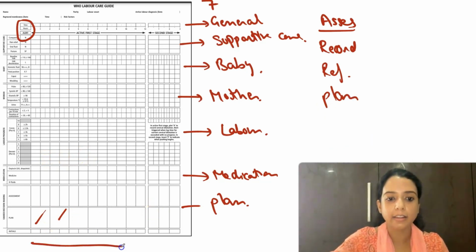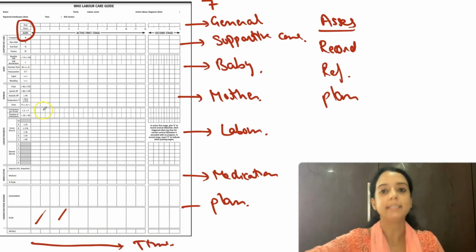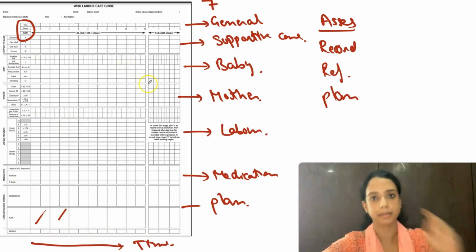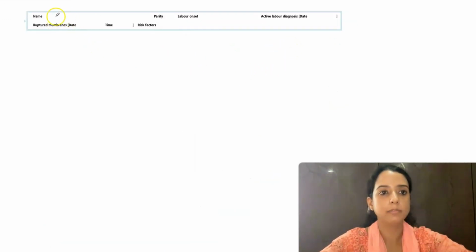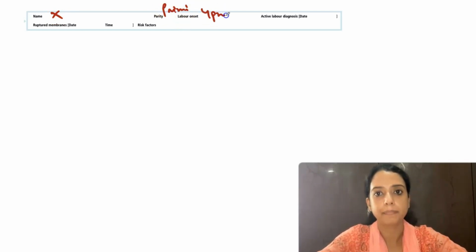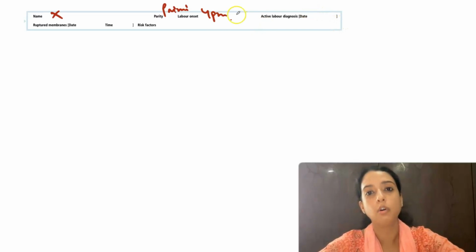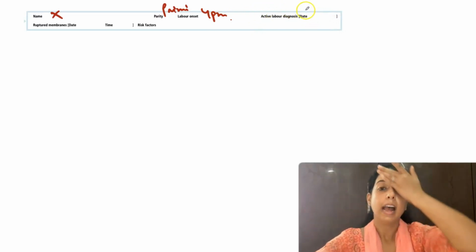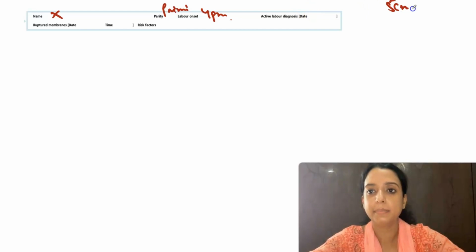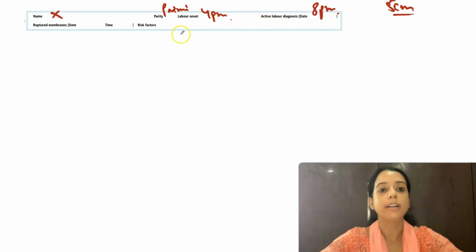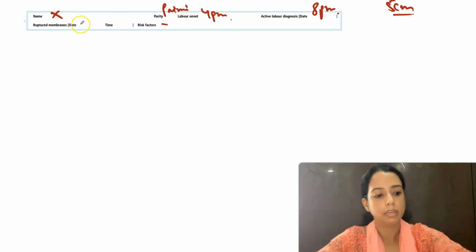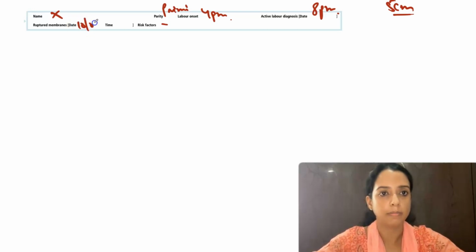On the x-axis, we have time. And on the y-axis, we have the alert column and various parameters. Let's see each one of them. Suppose the patient that comes to me is X. She is a primigravida. Labor onset was around 4 p.m. 4 p.m. was the time when she told me pain started. And the active labor, which is the 5 centimeter dilatation, started at around 8 p.m. And that's when I'll start the plotting on the partogram. There were no risk factors and ruptured membranes was today's date, 10th of October.